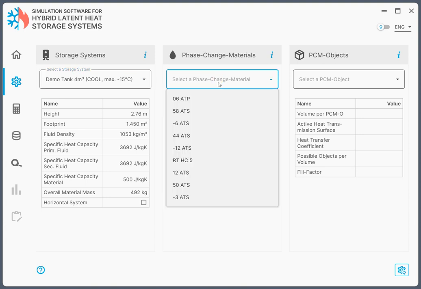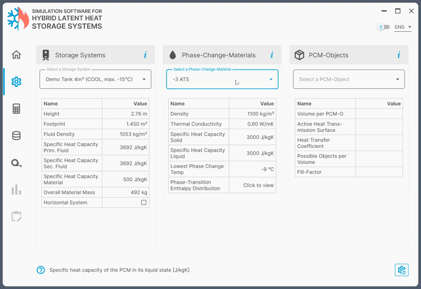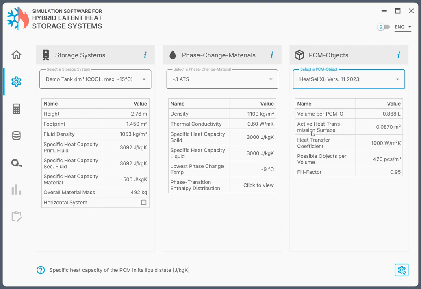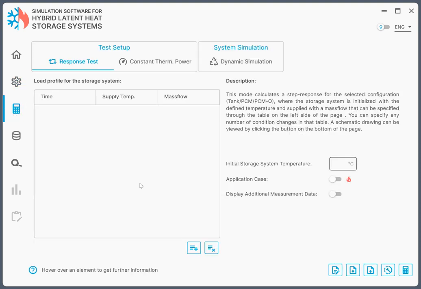We will run this experiment with an ATS phase change material with a phase change anywhere around minus 3 degrees Celsius. Due to the fact that we have a big tank, we take bigger objects, in this case HeatSail XL version 11.20.23. Let's start with the response test, and let's start with the first time step beginning at 0 seconds.